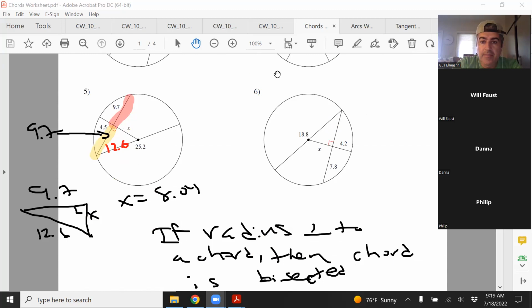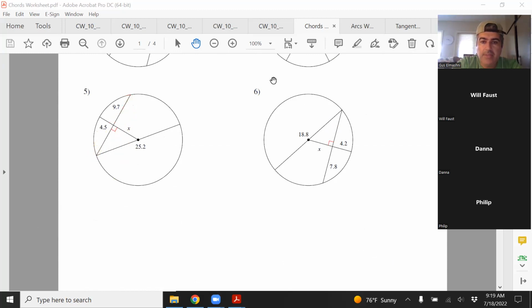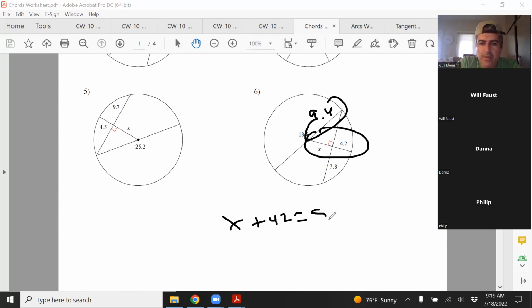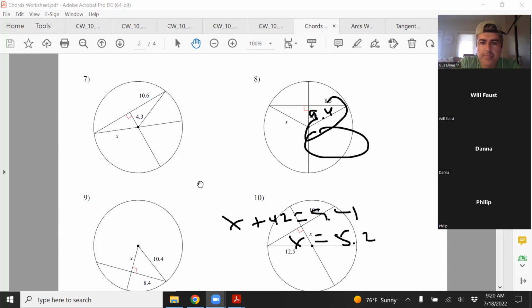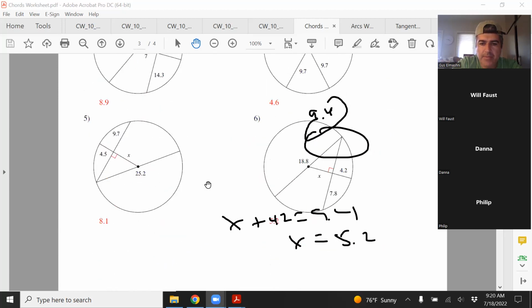If we look at 6, that's a 9.4 because it's got a diameter. And that's 7.8. That's also 7.8. Actually, we don't really have to bother using that 7.8. Sometimes there's some information you don't have to utilize. If that's 9.4, that's 9.4. So x plus 4.2 equals 9.4. x is going to equal 5.2. You can see that's the answer for number 6.